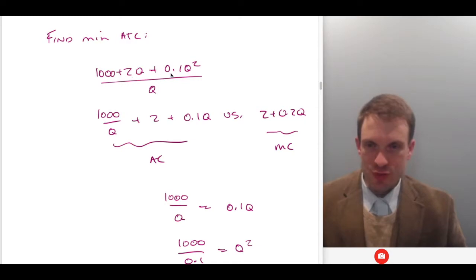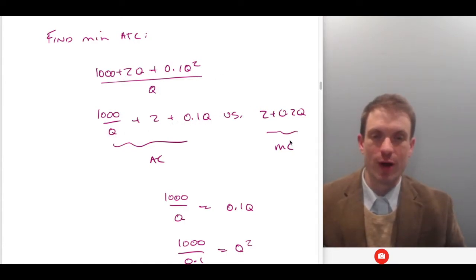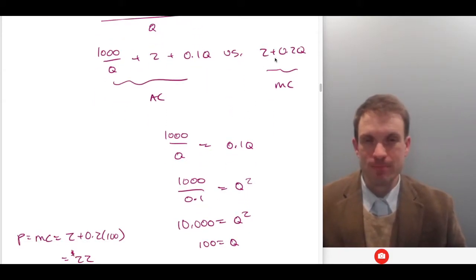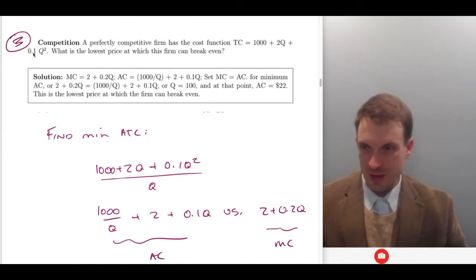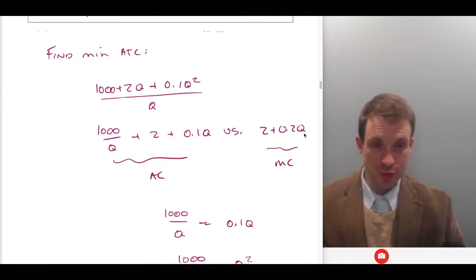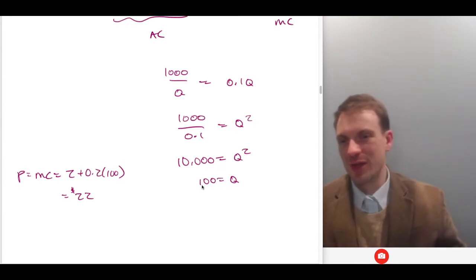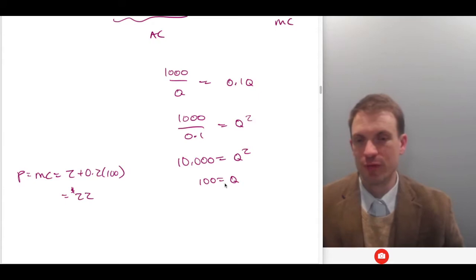1,000 plus 2q plus 0.1 q squared over q gives us average total cost. We want to minimize this. The other thing we could do is set this equal to marginal cost rather than taking that derivative. Either way you want to solve, marginal cost is just the first derivative of total cost. So that's going to be 2 plus 0.2q. So that's where this came from. Setting those equal and then solving, that's not bad at all. We end up getting the optimal output of 100.